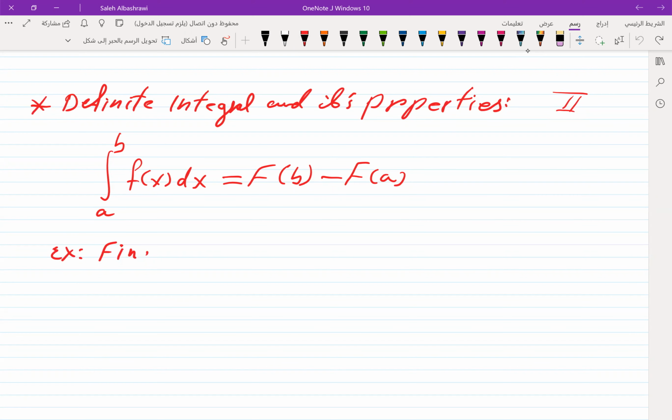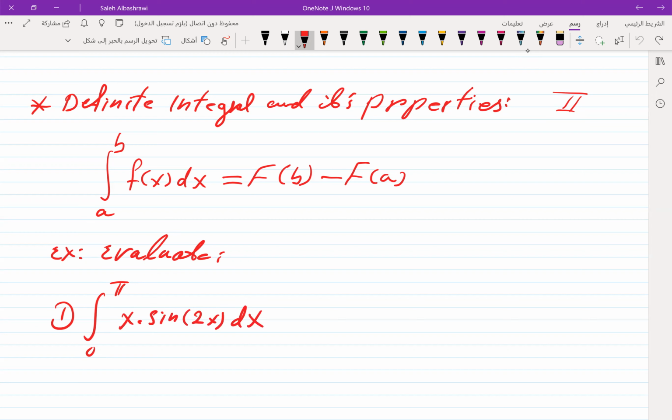Evaluate the following integration. Number one, the integration of x sine 2x between 0 and pi. X multiplied by sine 2x.